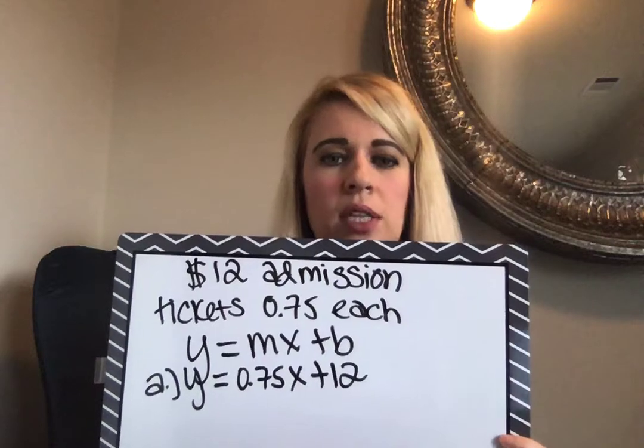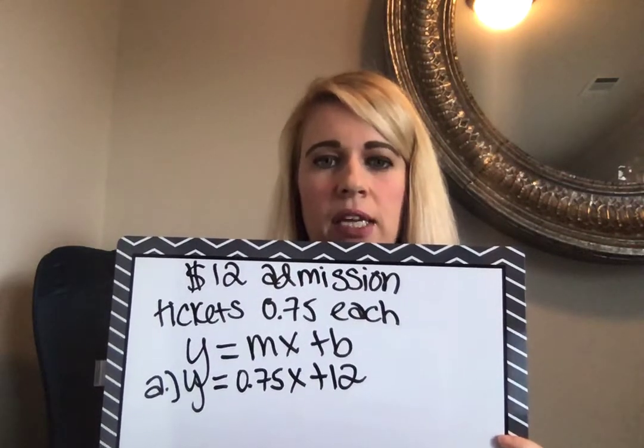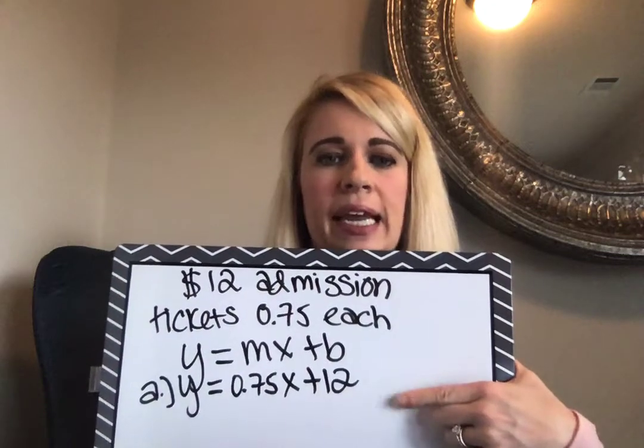So for A, it says write an equation to represent the relationship between the cost and tickets. Well, your cost is affected by how many tickets you buy. So to write a general equation, you should have written y equals 0.75x, which is 75 cents per ticket, plus the $12 to get in. That is your b. So on B, what is your slope or rate of change? 75 cents. So your slope equals 75 cents. Then what is your y-intercept, which is also your b? You should have put 12 because it costs $12 to get into the fair.